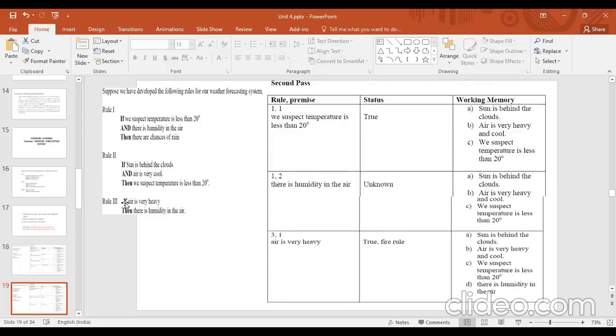Okay. Now the third rule is if air is very heavy. So here I write air is very heavy. Now I have to check in the working directory. So air is very heavy, already given. So true and fire my rule. So then what is the output? That is there is humidity in the air. So this fact is added in our working memory. Okay, clear?